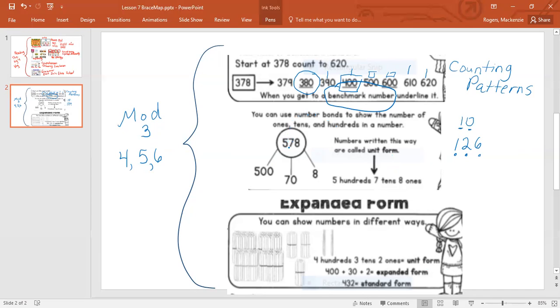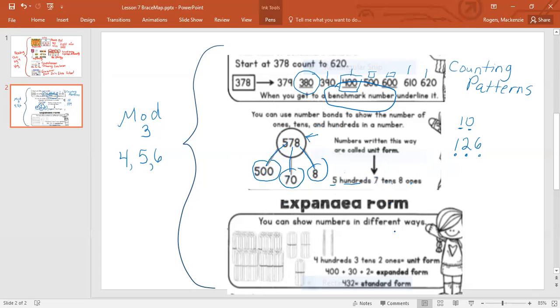For example, if we look at 578 and we do a number bond, that's our whole, and we look at our parts, what are the parts of 578? Well, you have your hundreds, so that's 500. You have your tens, so that's 70, and that is 8, so that's your 8 ones. So 5 hundreds, 7 tens, 8 ones. This is unit form because we write how many units are in each. And this leads us to expanded form, when you tell what each digit is worth.